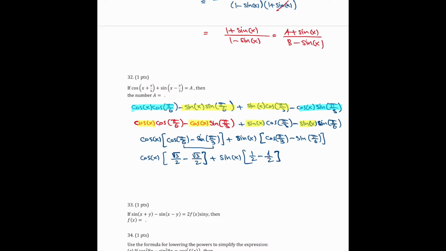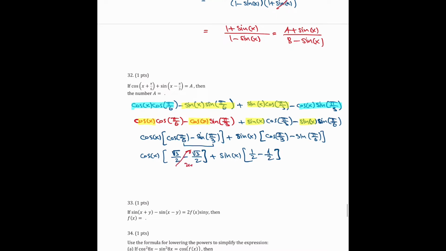So this expression is 0 and that expression becomes 0, since cosine x times 0 plus sine x times 0. So this expression is 0, that expression is 0, 0 plus 0 is 0. So A is equal to 0.